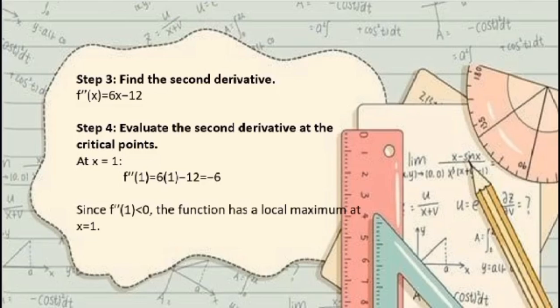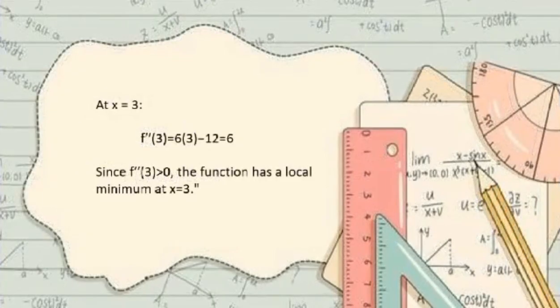In finding our local maximum, we need to substitute our critical point into our second derivative, and the answer is negative 6. Since f double prime of 1 is less than 0, the function has a local maximum at x is equal to 1. The second critical point is at x is equal to 3. Just substitute it into our second derivative and the answer is positive 6. Since f double prime of 3 is greater than 0, the function has a local minimum at x is equal to 3.